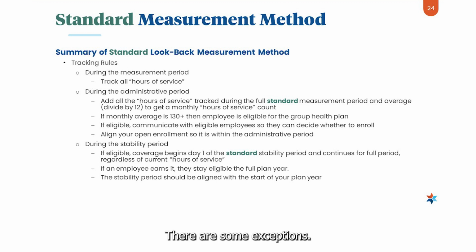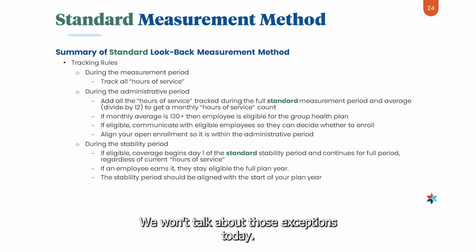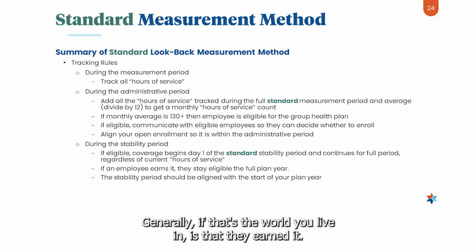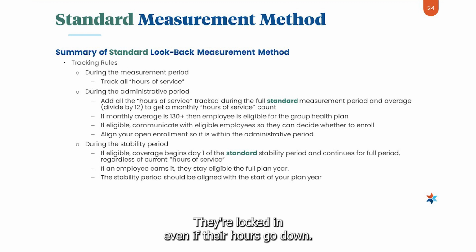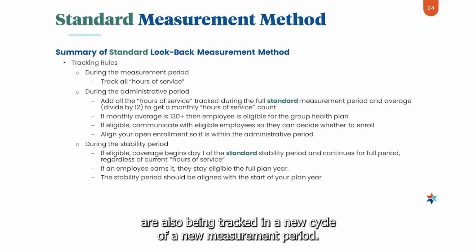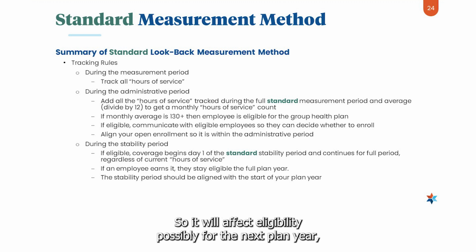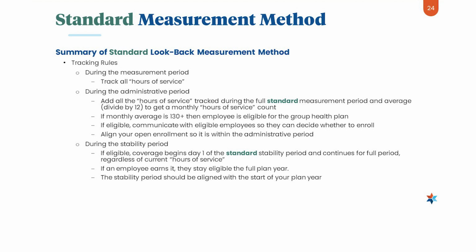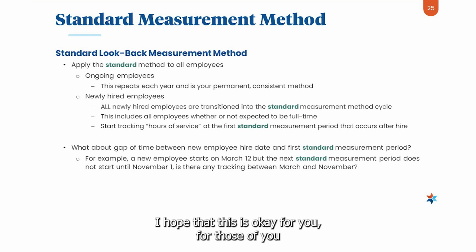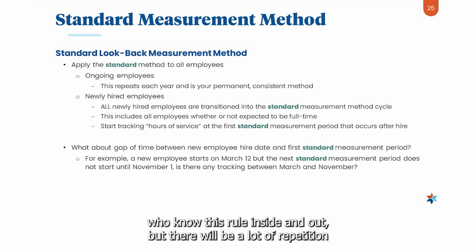There are some exceptions. We won't talk about those exceptions today. That will be a little bit more next week. Generally, if that's the world you live in, they earned it, they're locked in, even if their hours go down. Now, those hours that have gone down during that stability period, remember, are also being tracked in a new cycle of a new measurement period. So it will affect eligibility possibly for the next plan year, but it doesn't for the year in which they earned it.